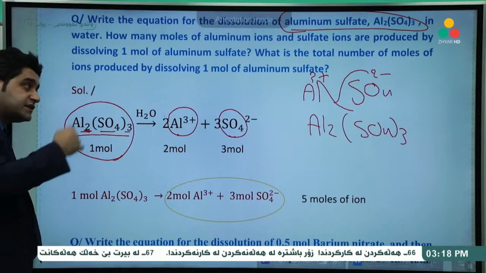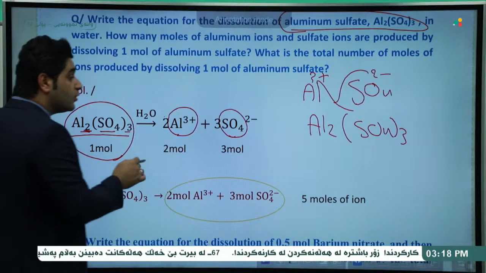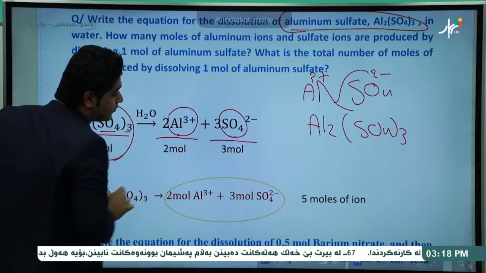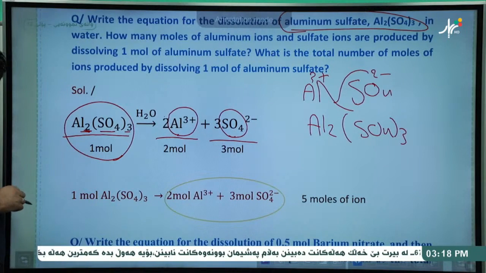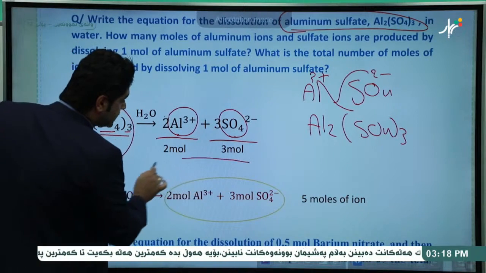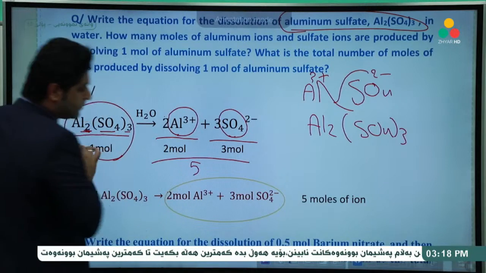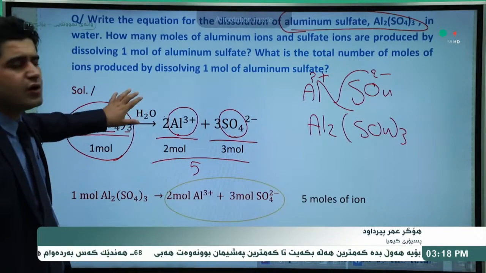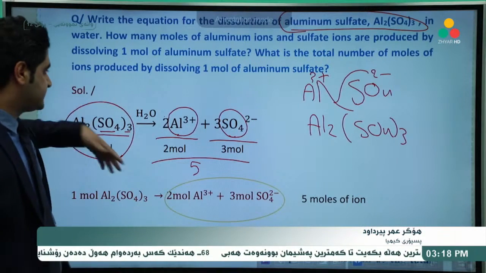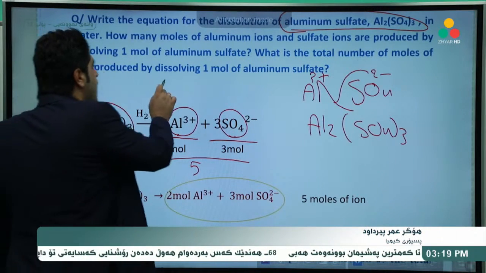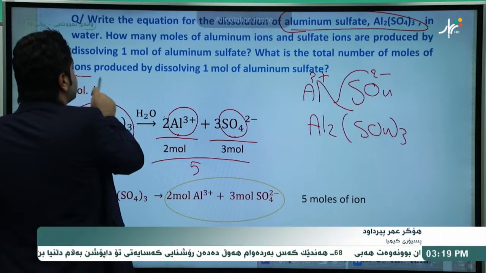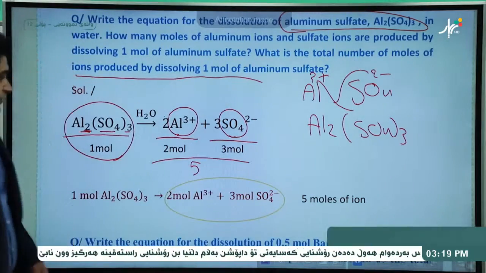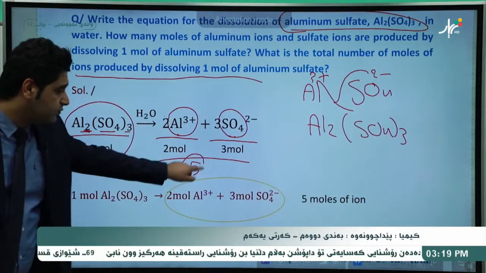Then immediately calculate the number of moles of each individual ion. We have 2 moles of Al, we have 3 moles of sulfate. Then the total number is equal to 5. This is for 1 mole. It's a common step for all of the questions. Next, how many moles of ions can be produced in dissolving 1 mole of aluminum sulfate? In 1 mole we get 5 moles.